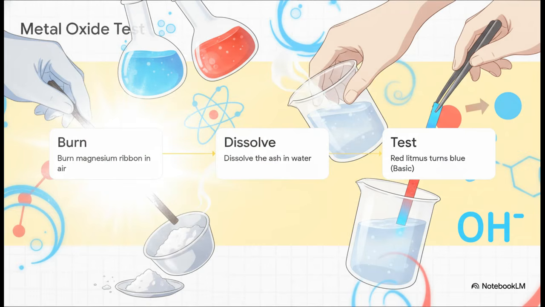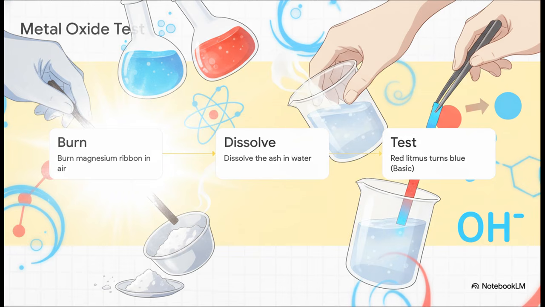Okay, let's step into the virtual lab for the magnesium experiment. If we take a piece of magnesium metal and burn it in the air, we get this white ash. That ash is a metal oxide. Now, if we dissolve that ash in water and dip a piece of red litmus paper into it, the paper magically turns blue. And this brilliantly illustrates a golden rule you absolutely must write down. Metal oxides are basic in nature. Red to blue means basic.